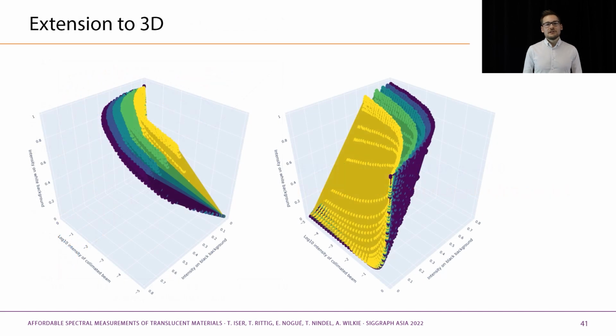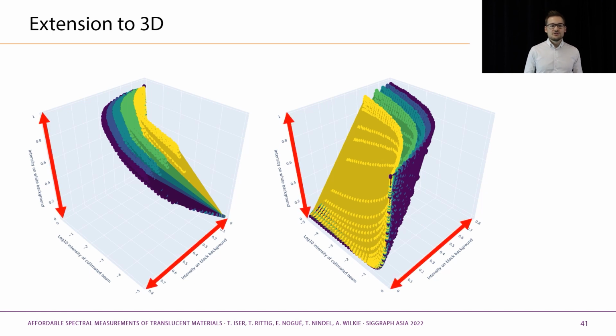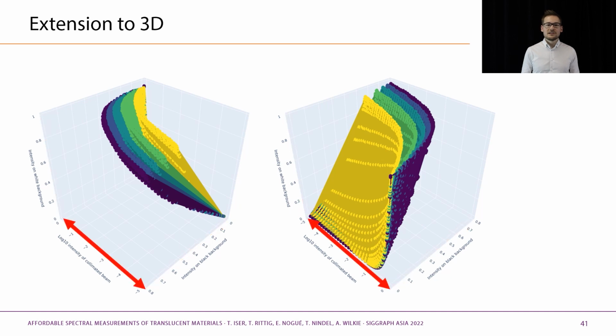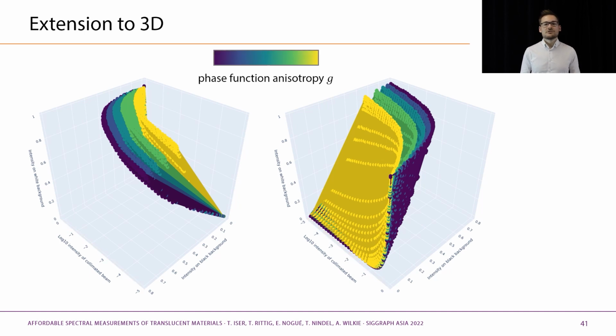In our paper, we expand the map to 3 dimensions to address this problem. To the existing 2 axes corresponding to the 2 backgrounds, we add a third one representing the transmission of a collimated beam. Here, the 3-dimensional contours correspond to different phase functions, and they no longer overlap. More information on why and how the map works in 3 dimensions can be found in the paper.